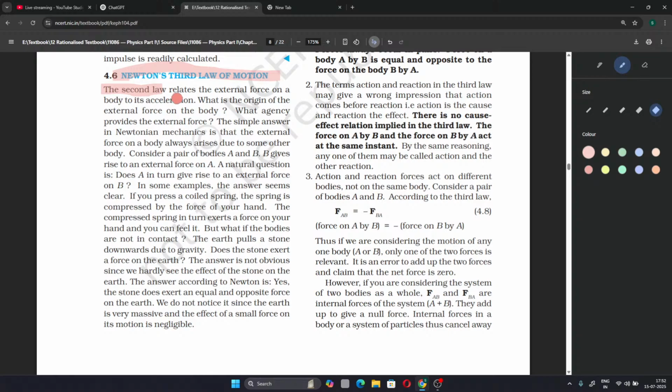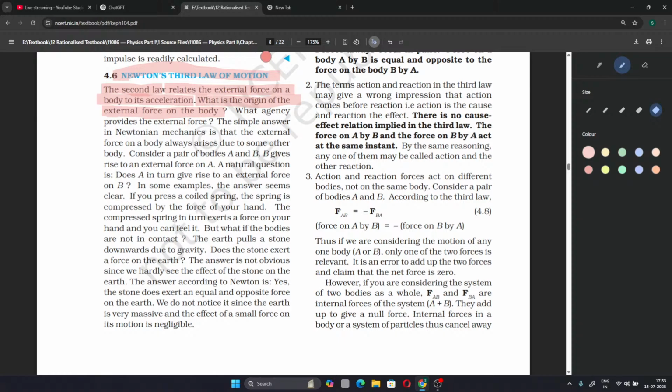Now let's see the third law of motion. The second law relates the external force on a body to its acceleration. In the first law, the net force was always zero, and the body would retain its state of uniform motion or go to the state of rest. In the second law, the external force was not zero, and this external force was related to the body's acceleration. What is the origin of external force on the body?